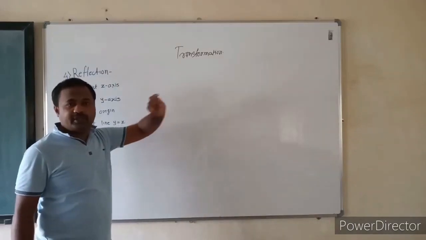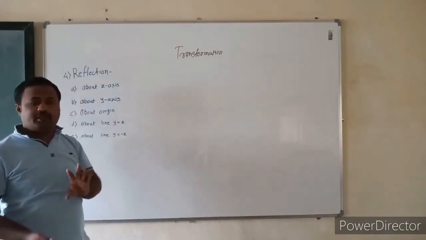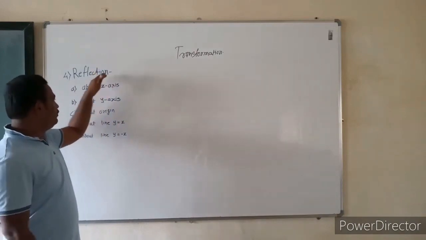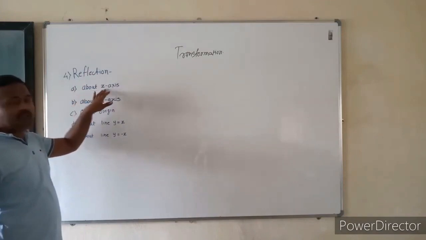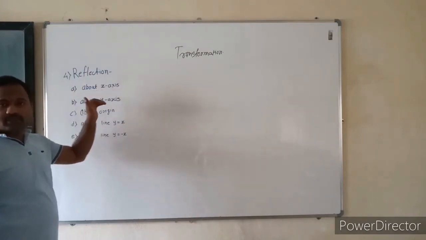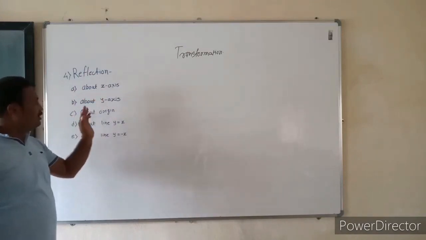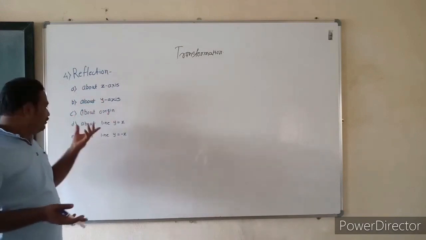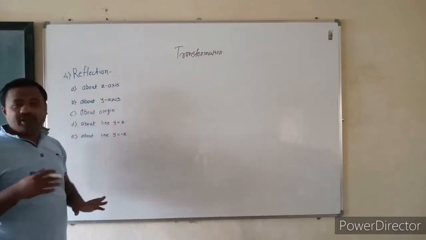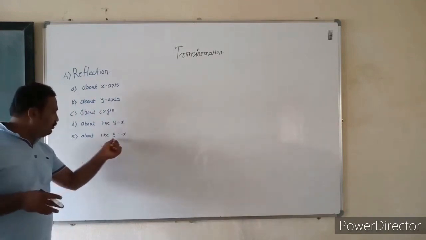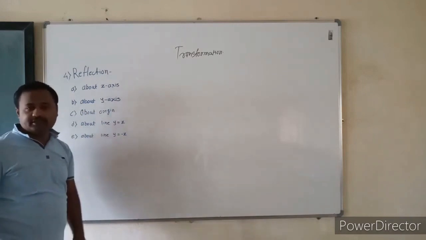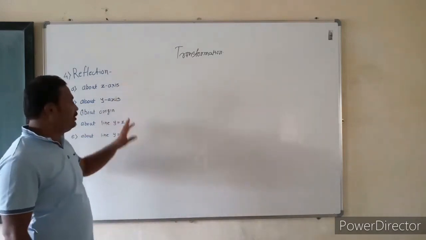Transformation. Fourth type is reflection. But in reflection there are 5 types. First one is reflection about the x-axis. Second one is reflection about the y-axis. Third one is reflection about the origin. Fourth one is reflection about the line y is equal to x. And fifth one is reflection about the line y is equal to minus x. Okay, we go one by one.